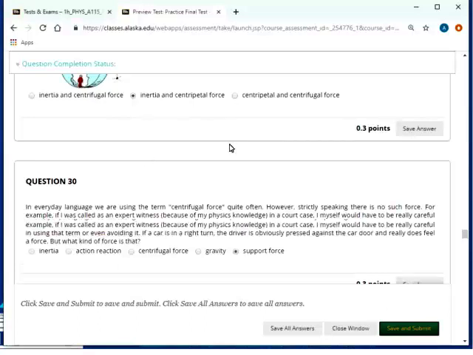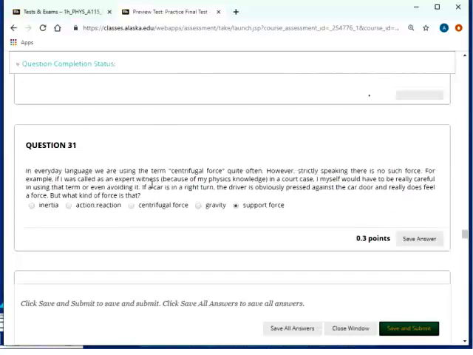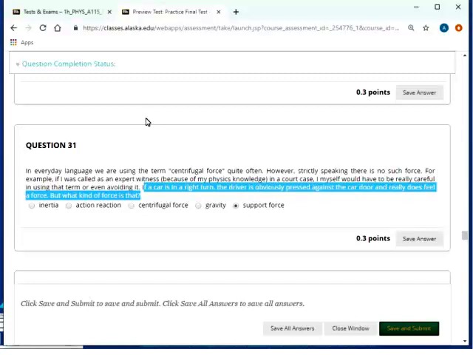Okay, yet another follow-up one. If a car is in a right turn, the driver is obviously pressed against the car door because of inertia. He's not pressed outward. No, he wants to go forward, but the car is pushed inward due to the turn. It really does feel a force, but what kind of force is that? Notice that force is not outward, because if there was no door and no seat belt, the person would actually fall outward. In fact, he would fall forward while the car is turning right.